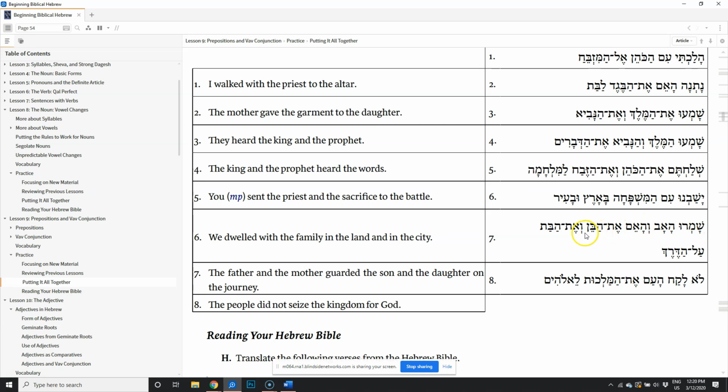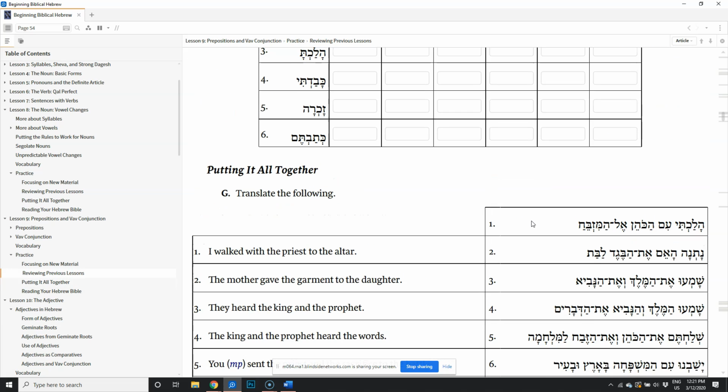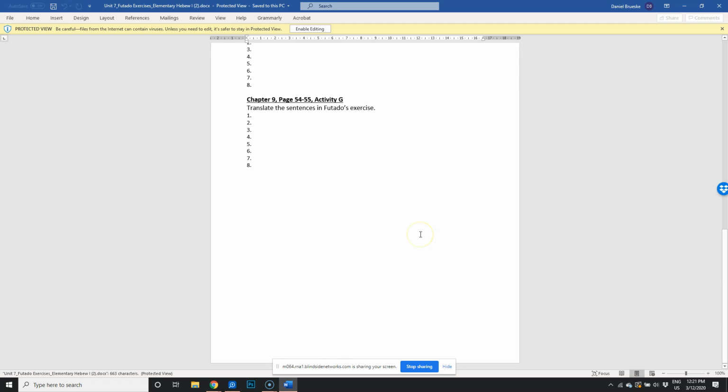They watched habben, the son, ve'et, and also they watched the daughter. So I have the father and the mother watched the son and the daughter upon, al is upon haderech, upon the road, upon the path. He translates it as journey. Good enough. All right. So that's your translation there. I think that's it for the Futato exercises.